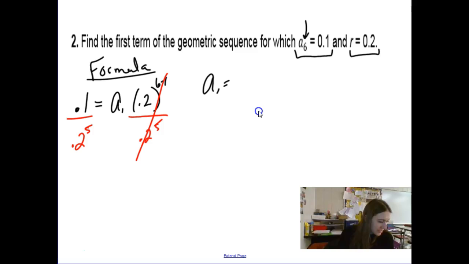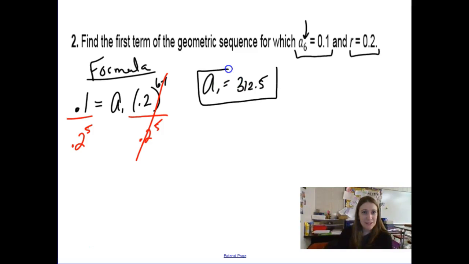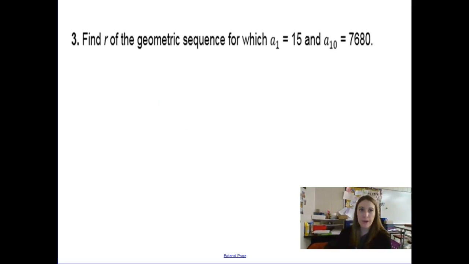Looks like our first term, excuse me, is 312.5, I think that says. I can't read my writing. That makes sense, because we're dividing by a super tiny number. All right. That's all they want, is the first term. We could go back and write an explicit formula now, but I'm not going to bother with that.